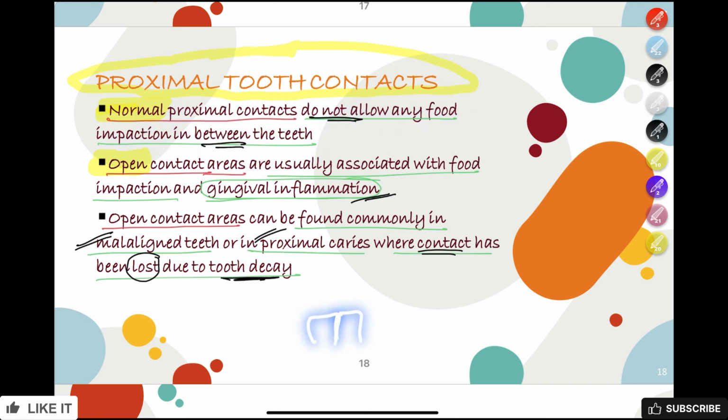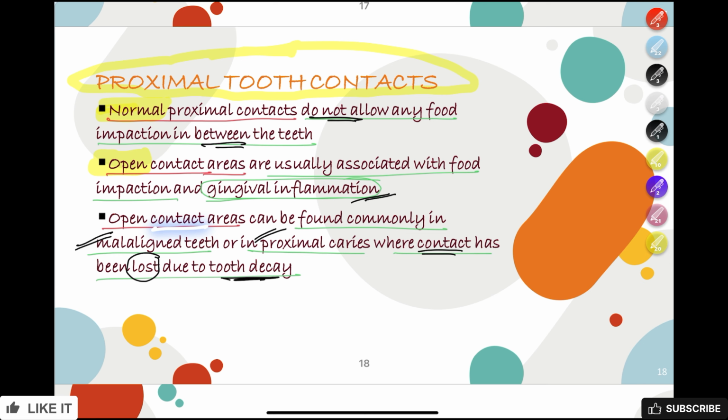As we can see, there is a slide area only where the contact is not present. Open contact areas are usually associated with food impaction and gingival inflammation. In an open contact area, as we can see in midline diastema, it is related to food impaction and gingival inflammation.